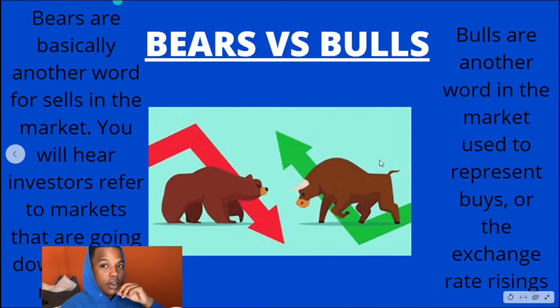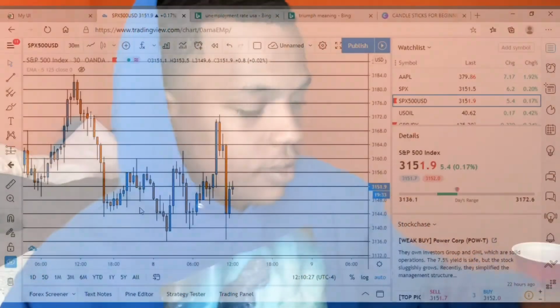That's when the bears are typically in the market, because bears signify sales. And bulls are another word in the market to represent buys, or when the exchange rates are rising. Bulls means we're going up, and bears means we're going down. So I'm going to pull out a chart so we can go over candlesticks in more detail, so we won't just be on these slides, because the slides help, but it won't really make sense until you're on an actual chart. So let's dive into a chart.